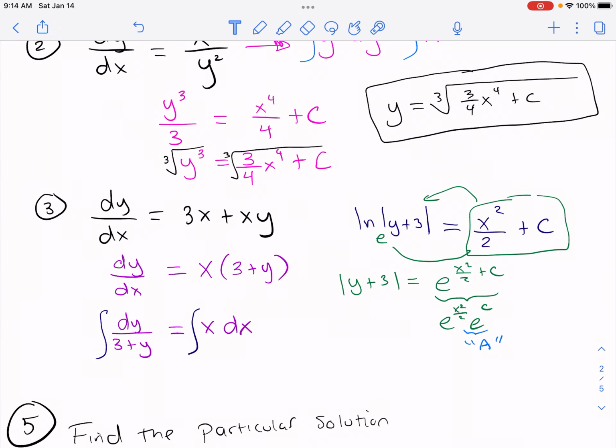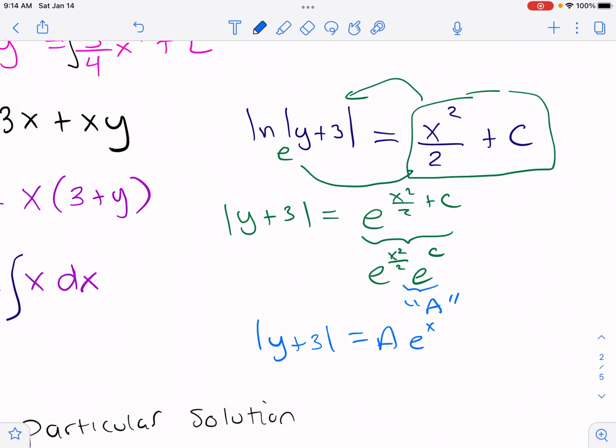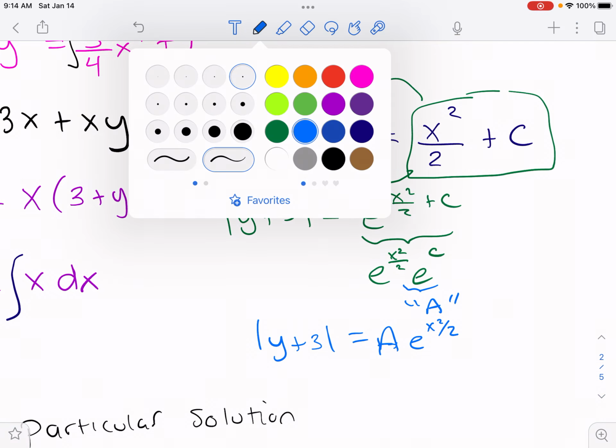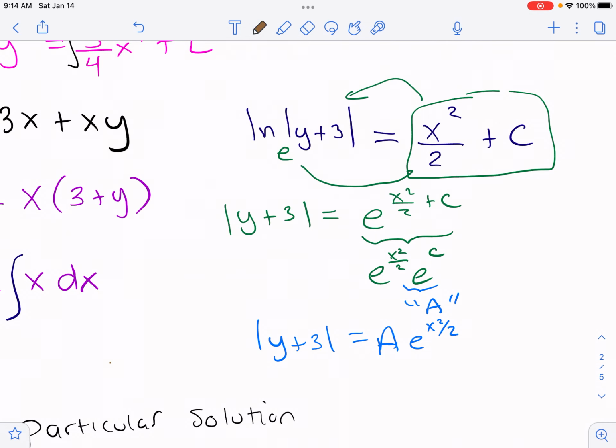So now I get absolute value of y plus 3 is equal to, I'm going to glue the a in front, a e to the, let's zoom in here, x squared divided by 2. And then same thing, absolute value of something equals, absolute value of y plus 3 equals a e to the x squared divided by 2. I've probably pointed this out before, but just remember, the absolute value of x equals 2 tells us that x equals plus or minus 2.